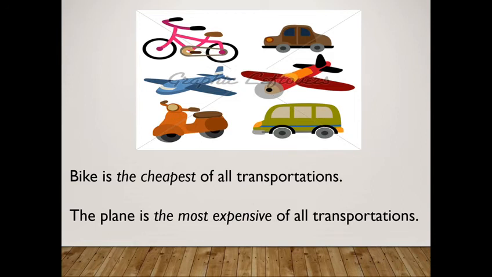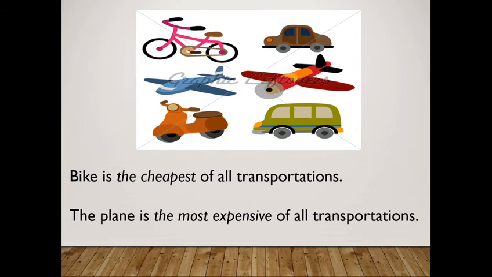All right, we have two sentences here. Look at the examples. Bike is the cheapest of all transportation. Okay, the adjective here is cheap. Because cheap is one syllable, we only add est at the end of the word. So it becomes the cheapest of all transportation. Sepeda adalah kendaraan yang paling murah. Okay? And then the second sentence.